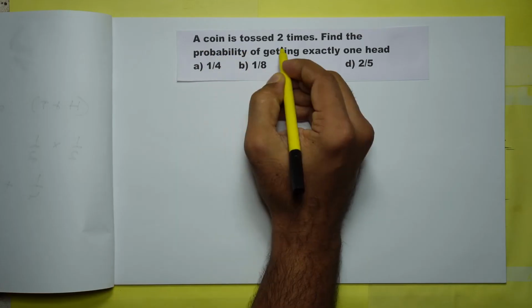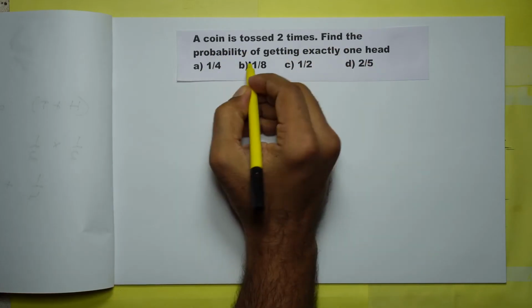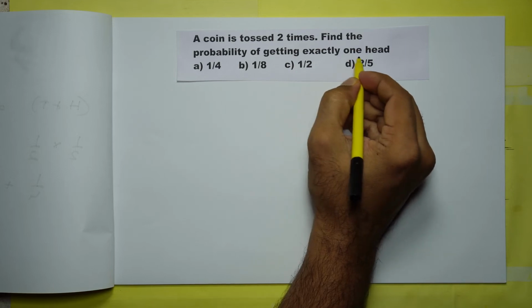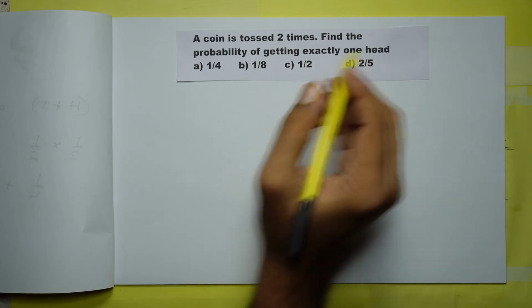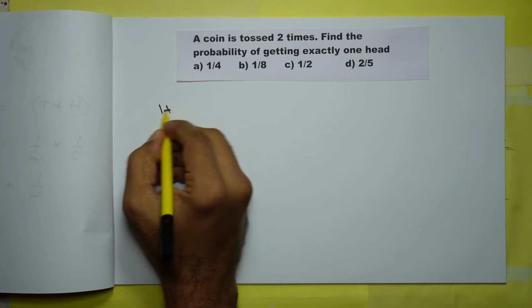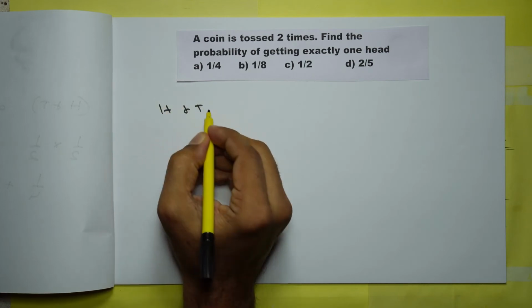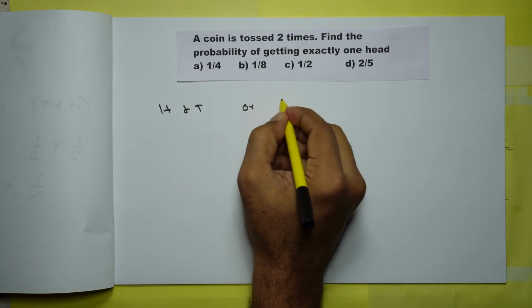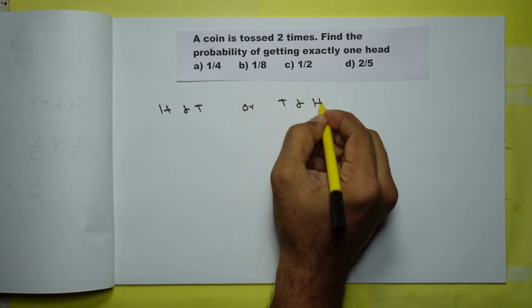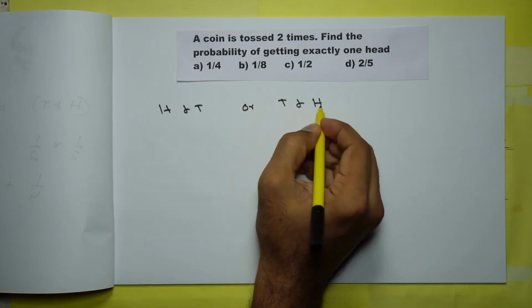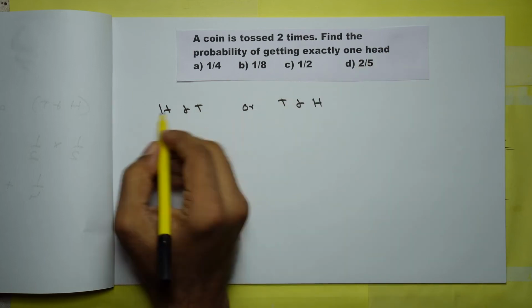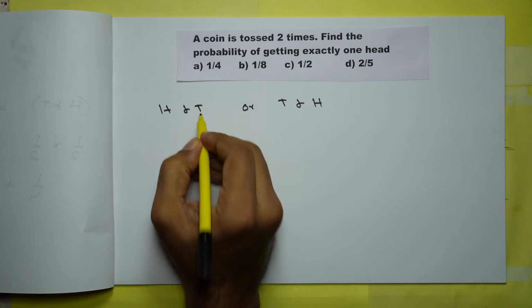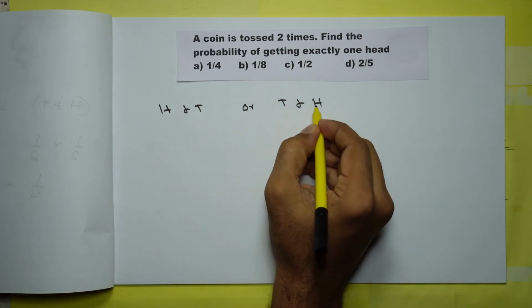A coin is tossed 2 times. Find the probability of getting exactly one head. So one head, there are two possible outcomes. It can be head, first one is a head and then you get a tail. Or it can be first one is a tail and then you can get a head. So you can see in both the cases you will have exactly one head. So two favorable cases are head and then a tail, or it can be tail and then a head.